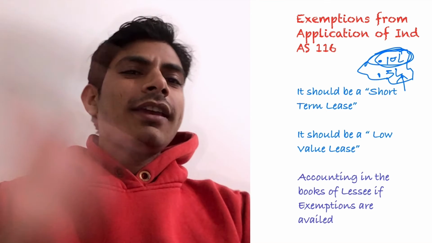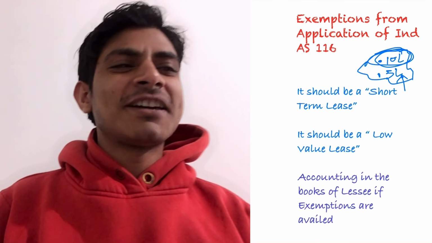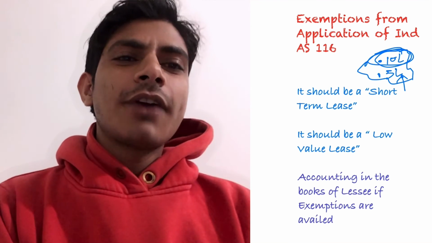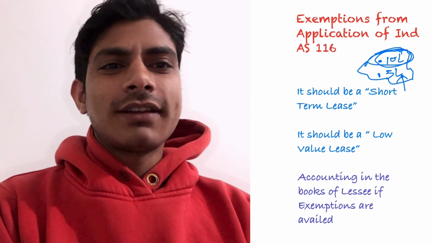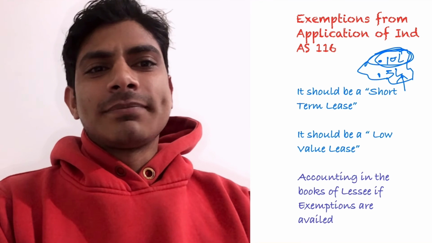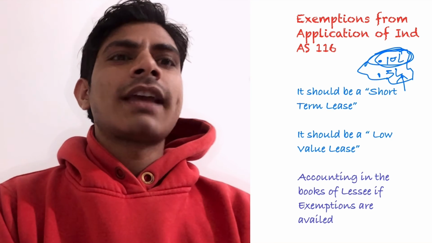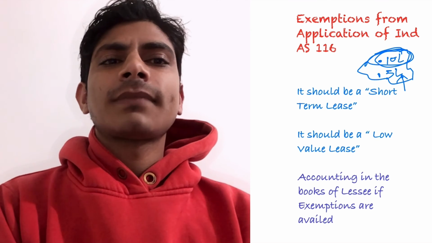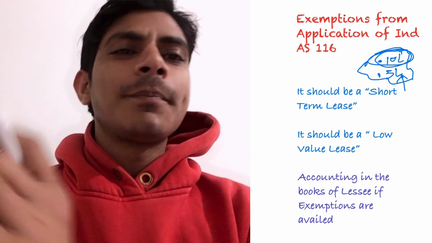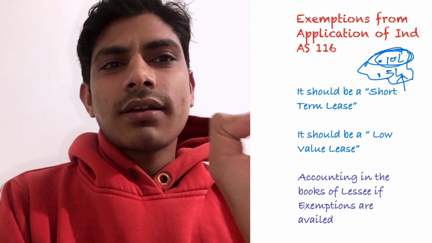So if we get the exemption, as we do in CA exams, how will we account for that? Basically there is a simple method prescribed under Ind AS 116, that is the SLM, straight line method. We have to expense the lease rental on a systematic basis in the profit and loss account, that is, an equal amount each year.